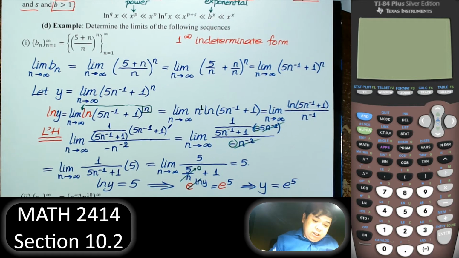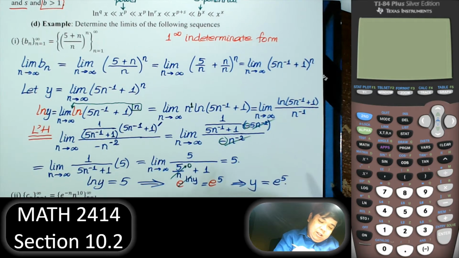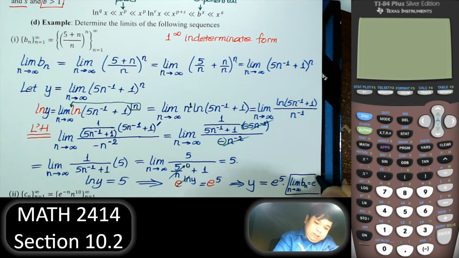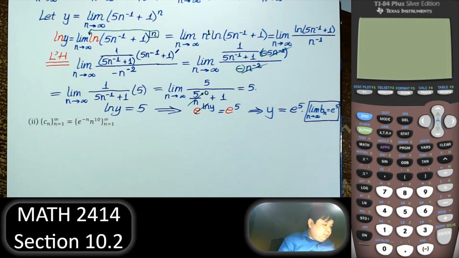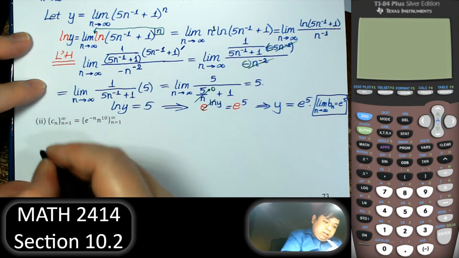Or we just say the limit as n goes to infinity of b of n is equal to e to the 5th. Right. Next, let's find the limit of this sequence.